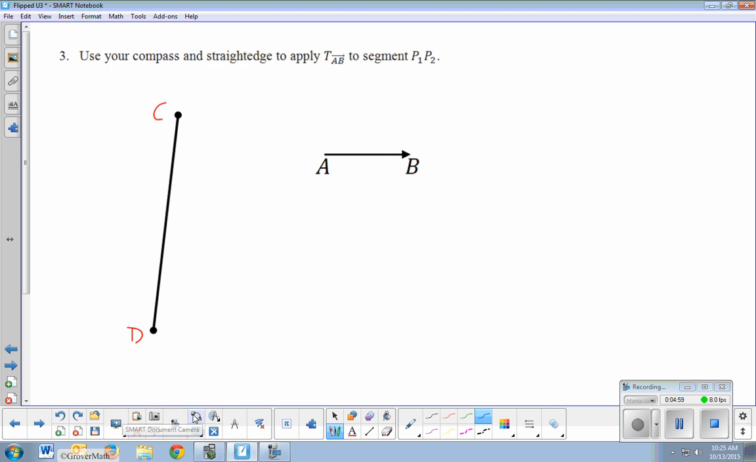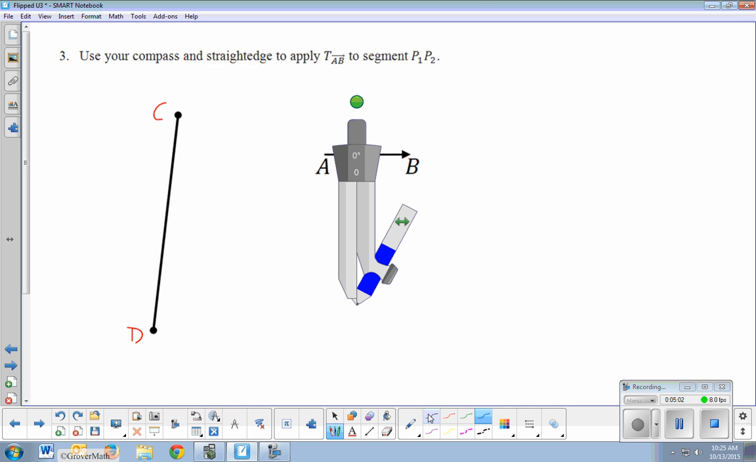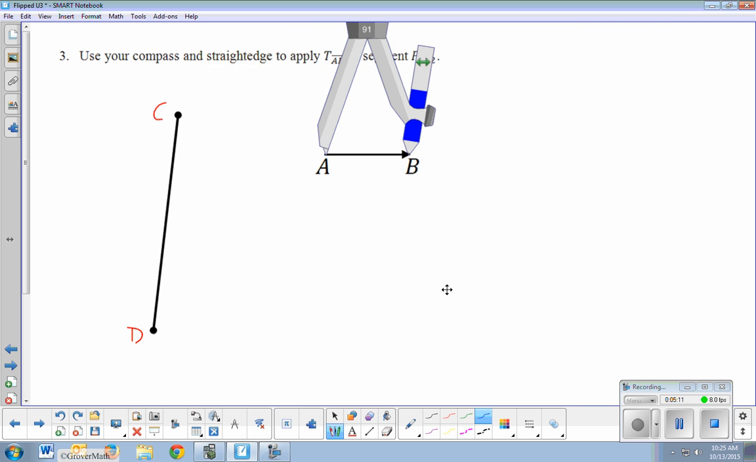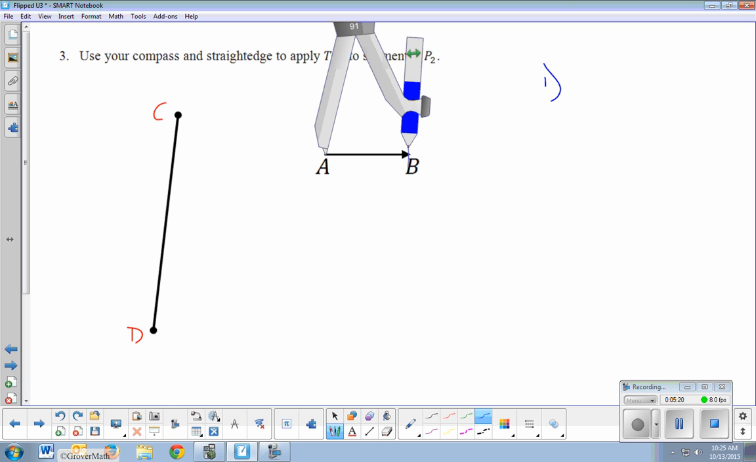All right, so first of all, I need my compass. The first thing you want to do, step one, is to measure the vector. And we know we need to always make a slash when we measure the vector. So step one is measure vector. Step two is arc that vector at each point.